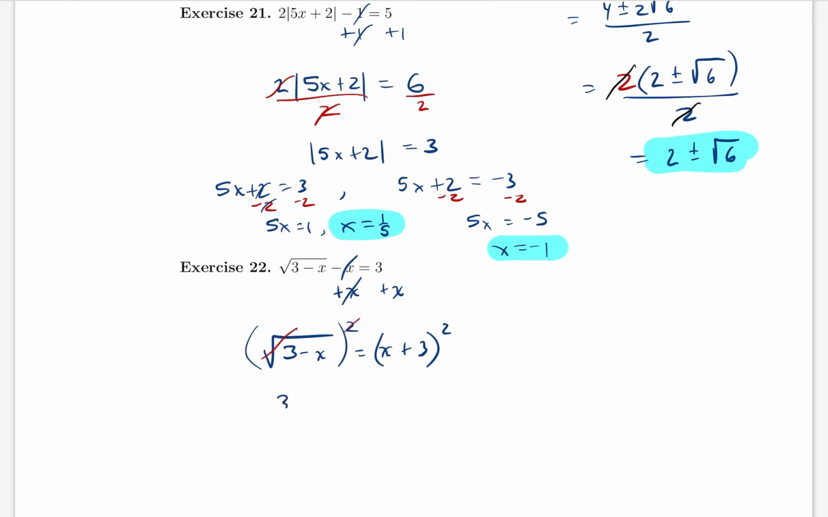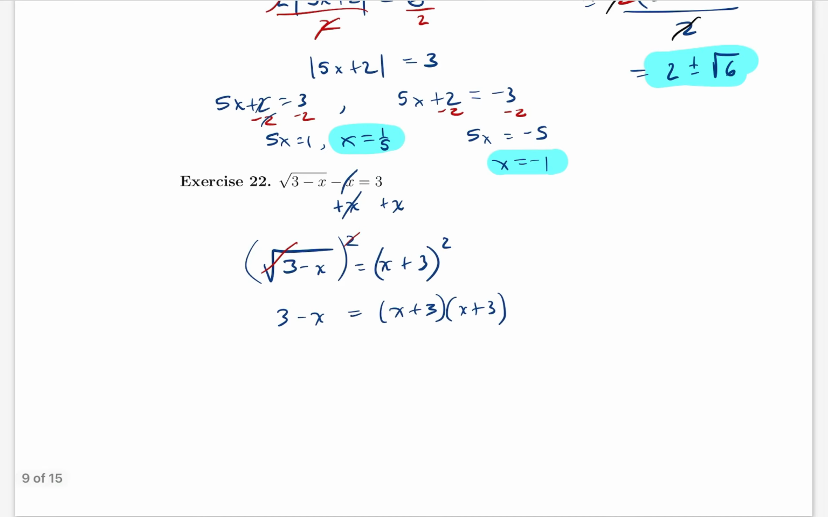So now we have 3 minus x equals x plus 3 times x plus 3. Expand that out by multiplying. You should get 3 minus x equals x squared plus 3x plus 3x plus 9. And now we can move everything to one side because we have a quadratic, which means you want to get everything to the side of the quadratic.